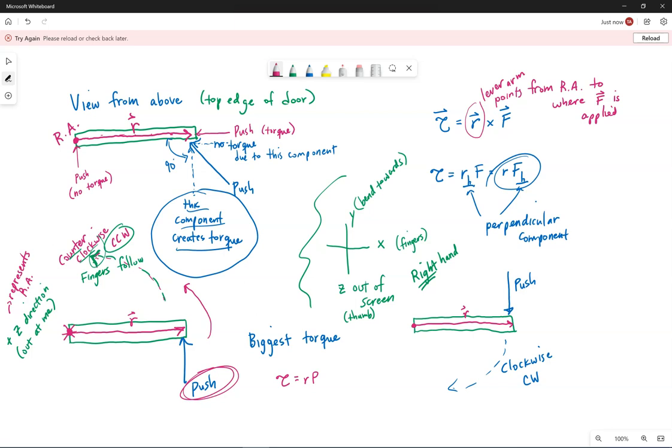In the right-hand picture over here, we would say that the torque was in the negative z direction. Again, if I let my fingers of my right hand follow this path, and these are the tips of my fingers, to get my fingers following that path, my thumb points away from me. That means the Z direction, or into the screen, away from me. But again, that just means counterclockwise.